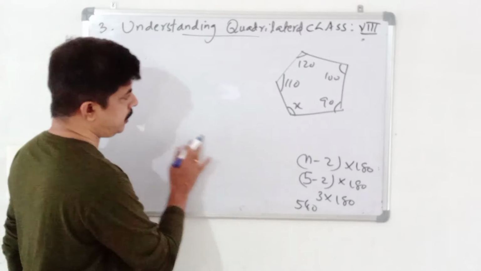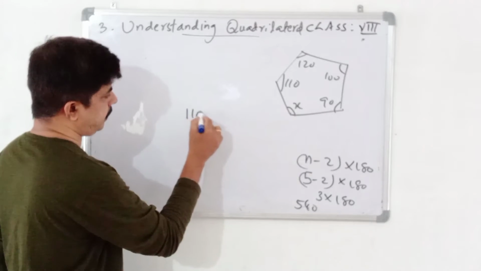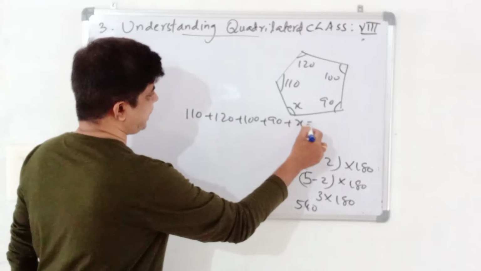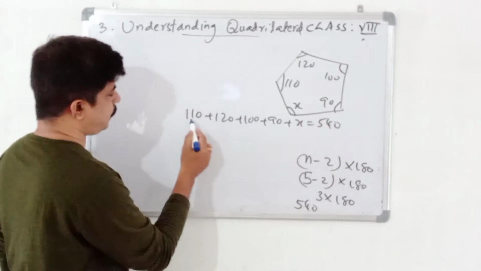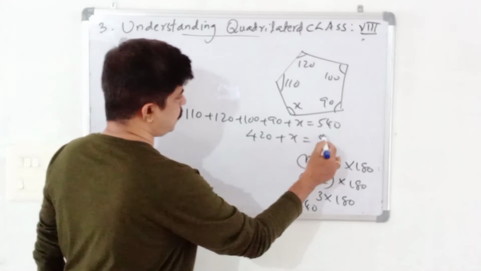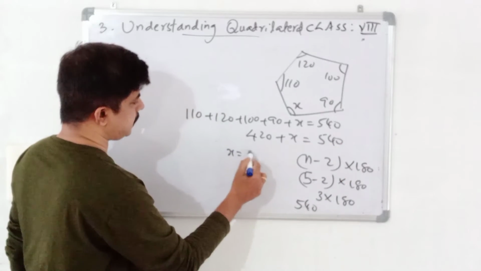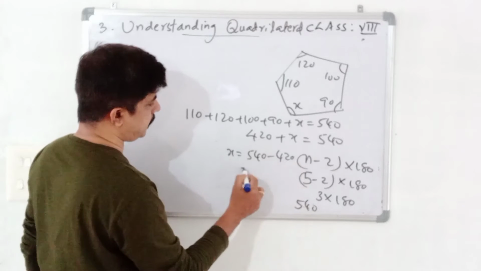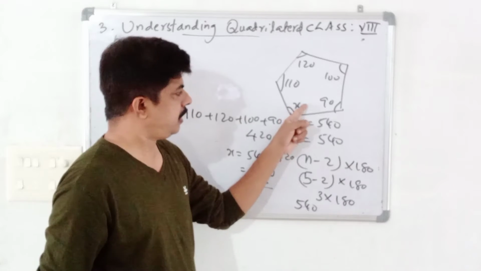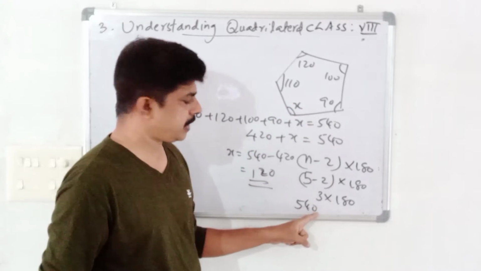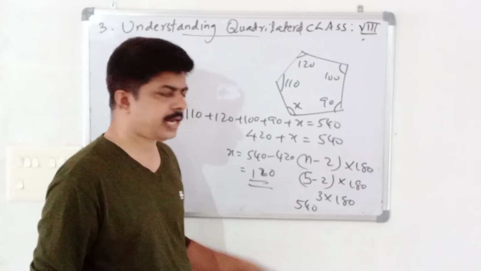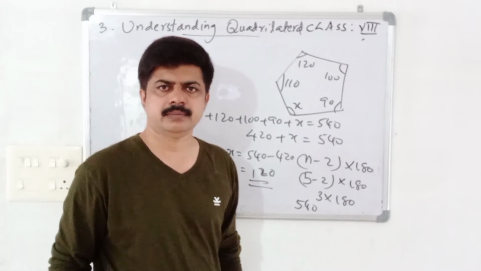Now we can find x. 110 plus 120 plus 100 plus 90 plus x is equal to 540. 110 plus 120 is 230, plus 100 is 330, plus 90 is 420. So 420 plus x is equal to 540. Therefore, x is equal to 540 minus 420, which is 120. To find the missing angle, we subtract the known angles from 540, because the sum of the 5 angles is equal to 540. Therefore, x is equal to 120.